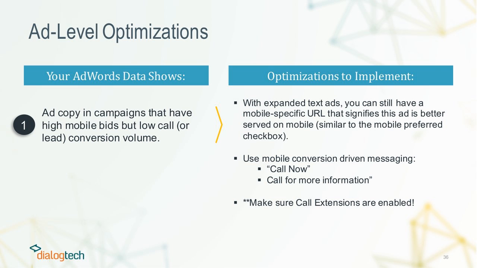So you have ad copy and campaigns that have high mobile bids, but you're not getting a lot of call conversion volume. Make sure you have call extensions enabled. Use mobile conversion-driven messaging, such as call now, call for more information, and again, just do a specific mobile URL. Even if your site's mobile optimized, by adding that mobile-specific URL, it triggers AdWords a little bit that this should be served on mobile more often.